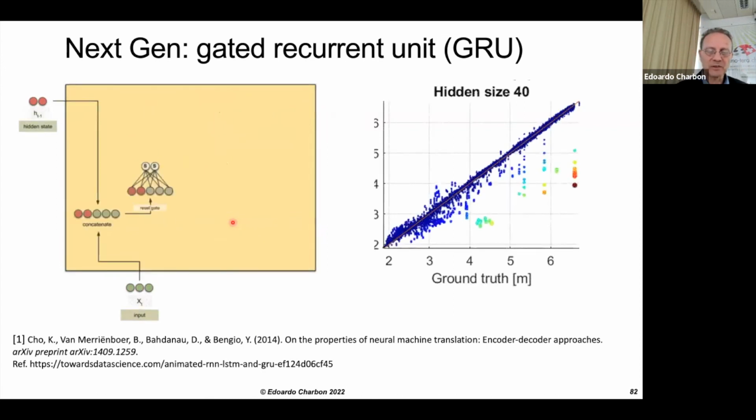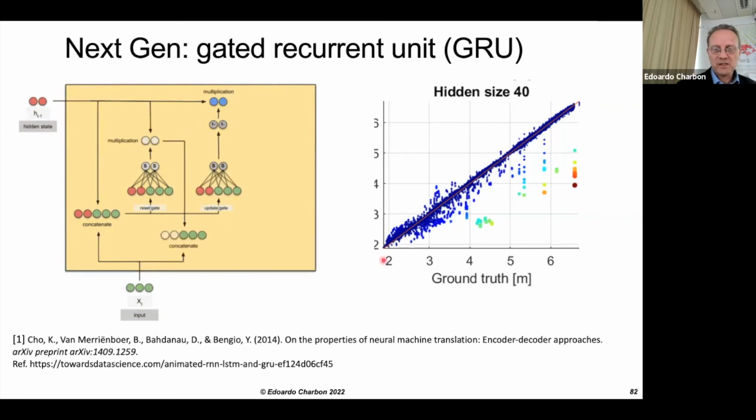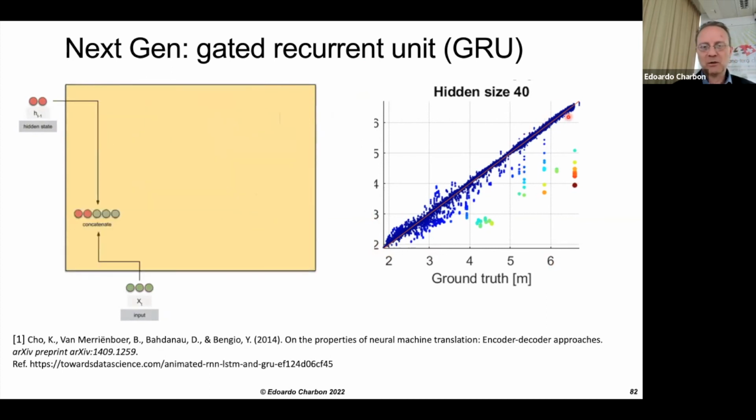So this is a result that we achieved with this technique using a 40 hidden size. And so here you can see the ground truth and the estimated distance up to 7 meters. And ultimately, we're looking at much larger distances now.